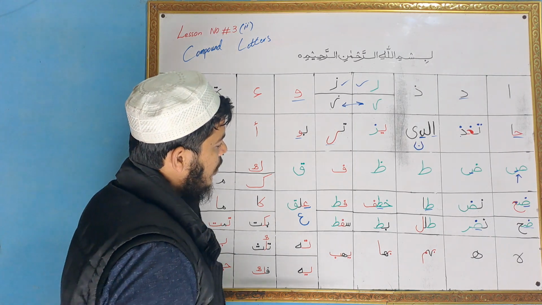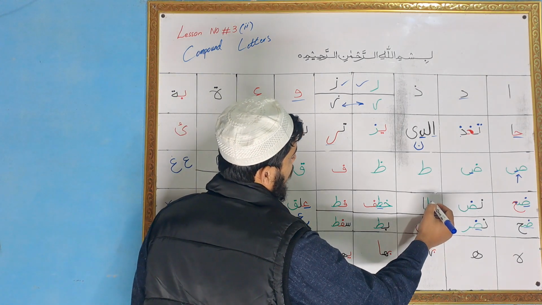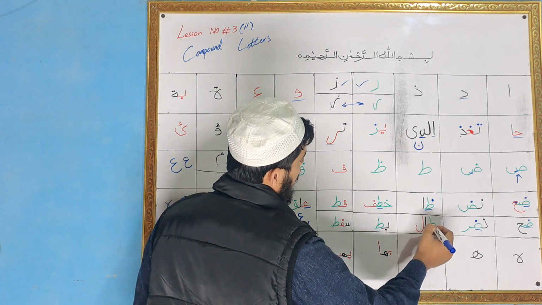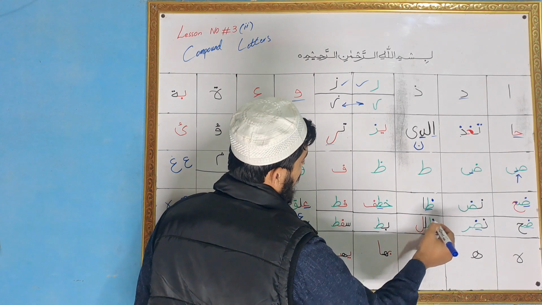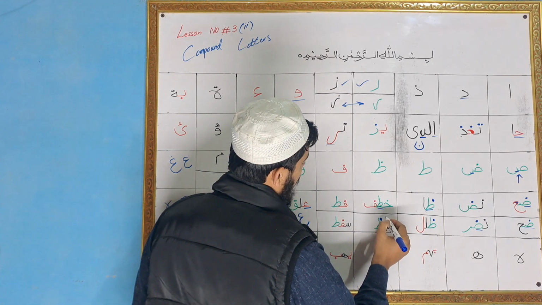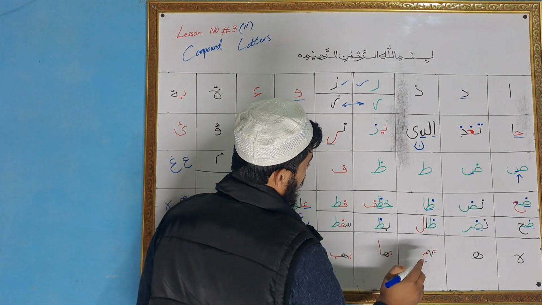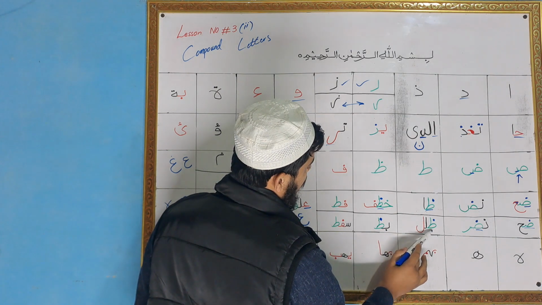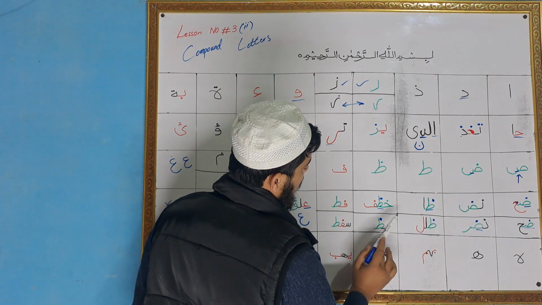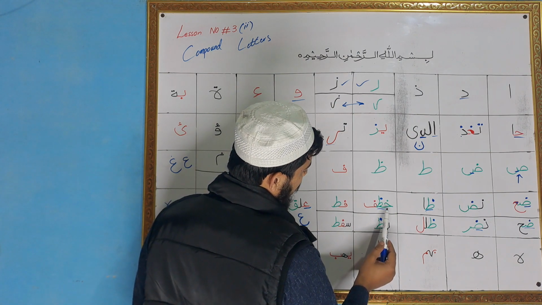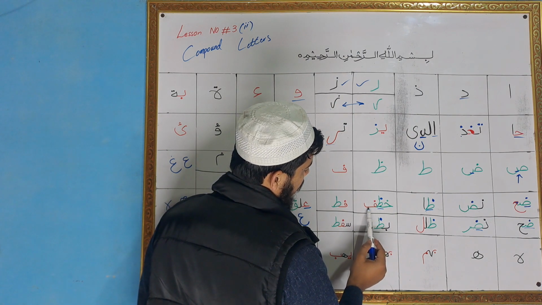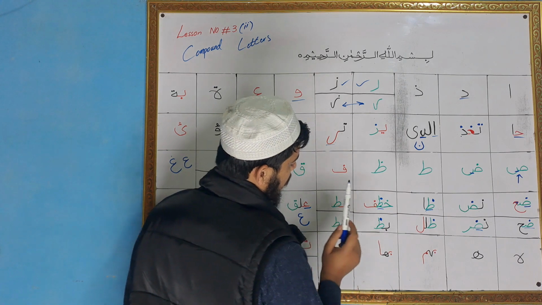So we can simply put a dot there, and then we will read this letter as Za. You can see Za, Alif, Za, Lam, Lam, Kha, Za, Fa, Ba and Za.